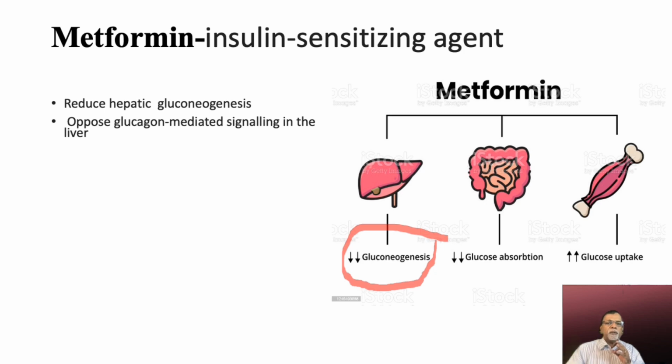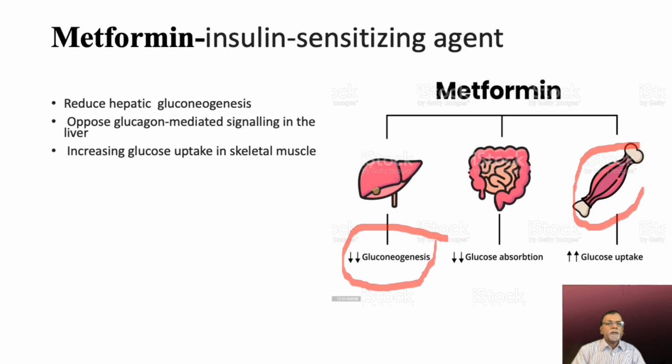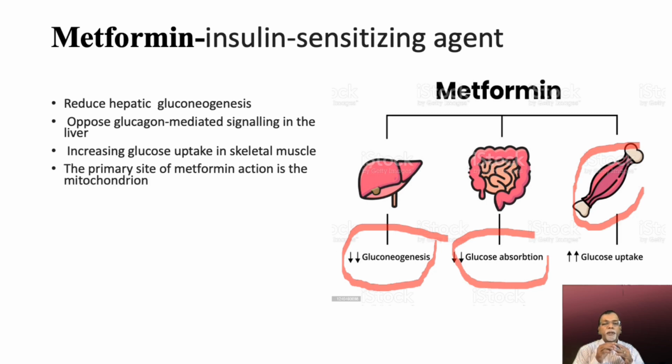It has got a mild action in the periphery. It increases the glucose uptake in the muscles. So the glucose utilization is increased by increasing the uptake of glucose in the muscles. And also it decreases the glucose absorption from the intestine. So predominantly you can say it has got three actions. It is an insulin sensitizer. It decreases the gluconeogenesis from the liver, decreases the glucose absorption, and it increases the uptake of glucose in the muscle tissues.